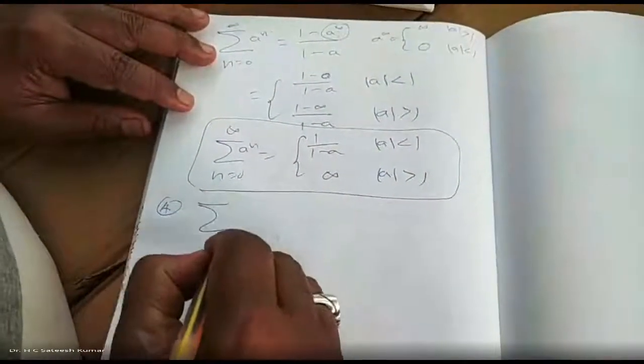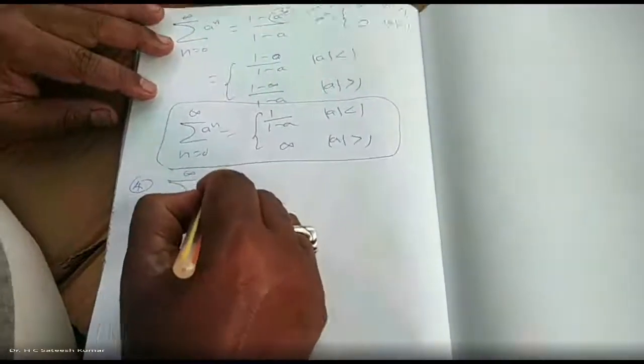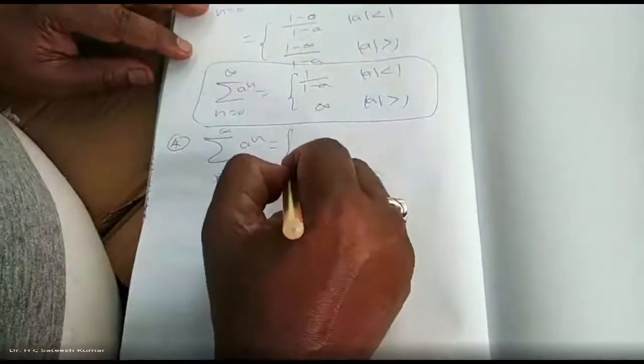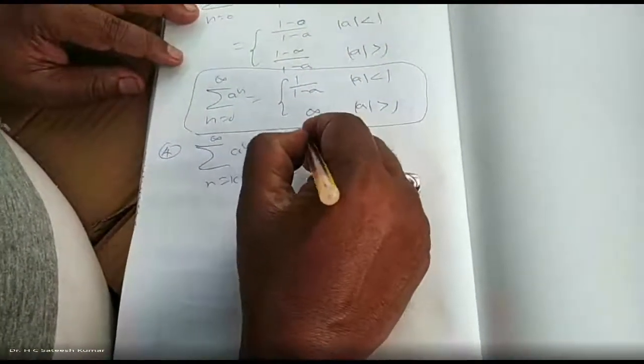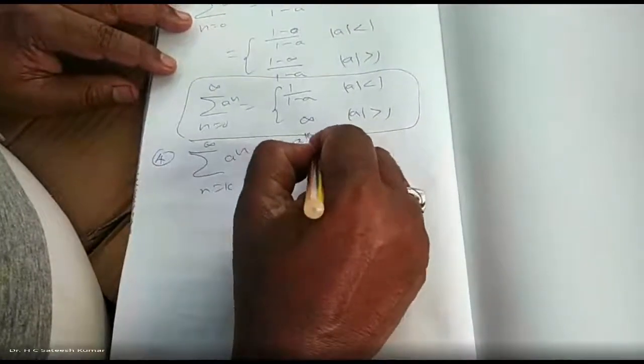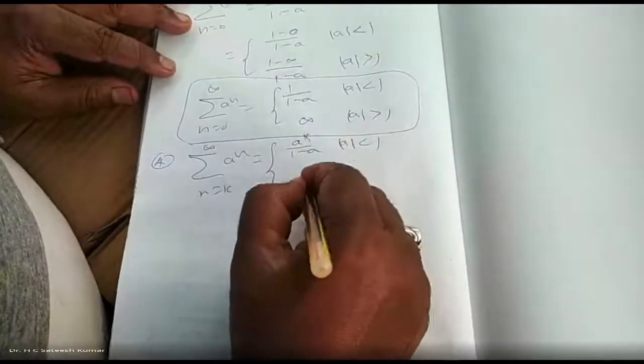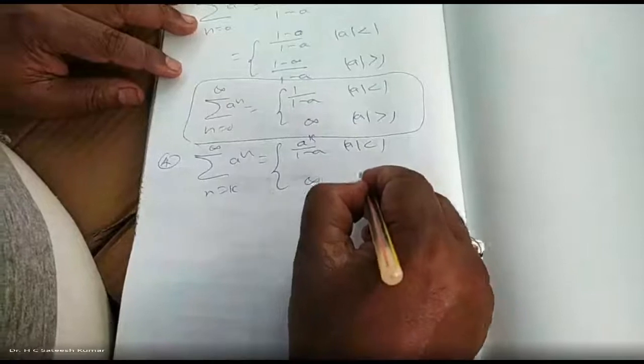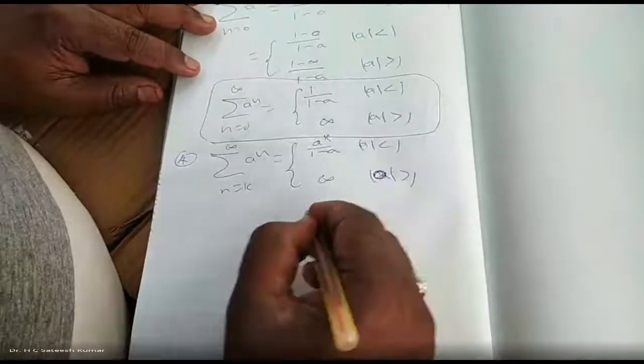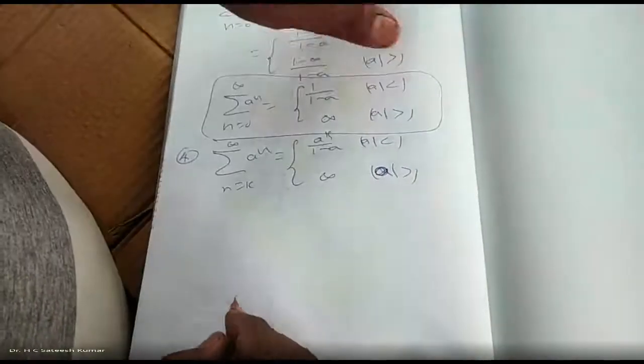Summation n varies from k to infinity, a power n is equal to a power k divided by 1 minus a for magnitude of a is less than 1, and is equal to infinity for magnitude of a is greater than 1. Okay, once again, same thing we will have.